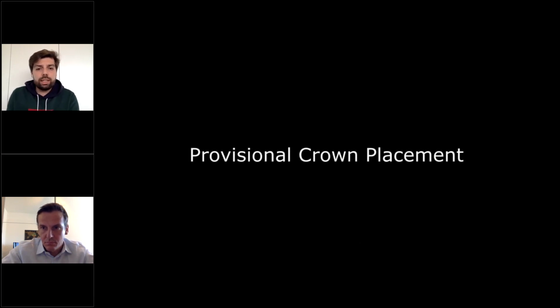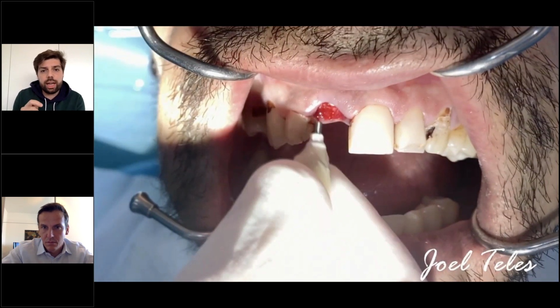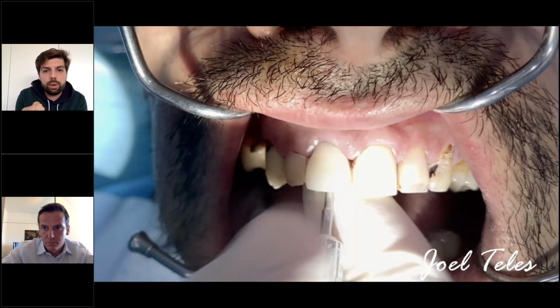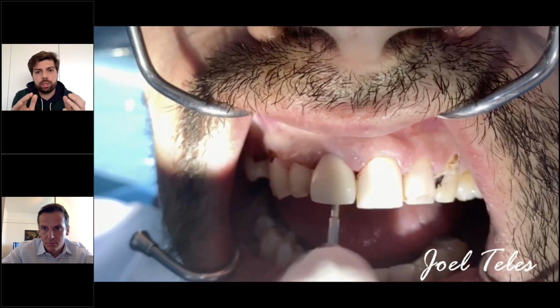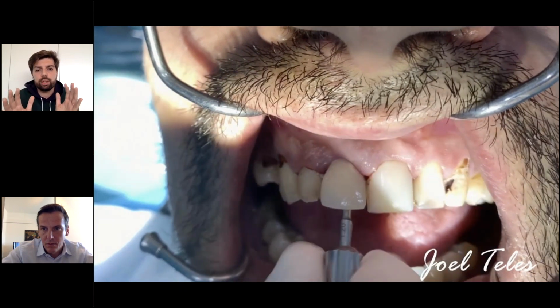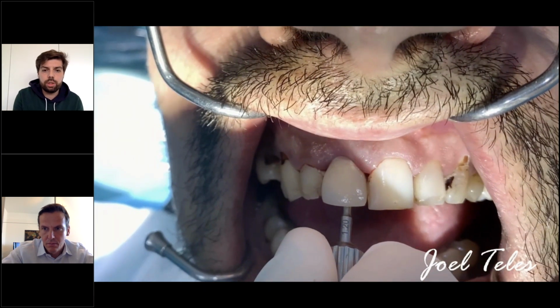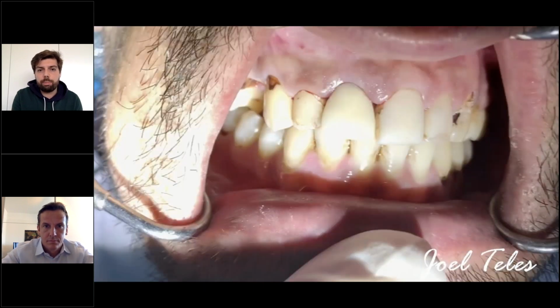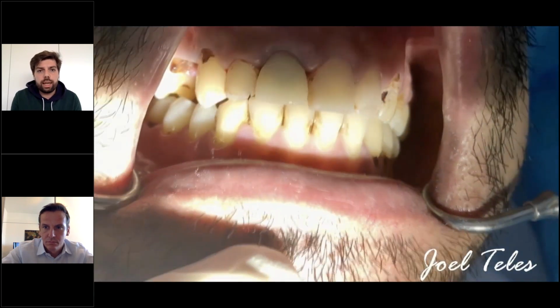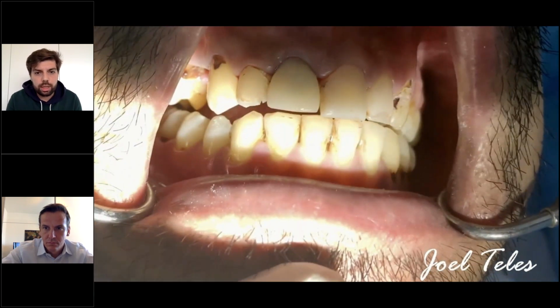Of our crown being placed. This is a try-in. The graft is not done yet. I've done the reshape of this provisional, and I am just trying it, seeing how it fits, trying to understand if it makes compression in some place or not, trying to understand if all my thoughts about the emergence profile are correct, and checking, of course, the occlusion. So I tell my patient to bite, and I check lateral movements and protrusive movements, and I have to make sure that it's not touching at any point. Okay, so this is how I try my restorations before I go on with the surgery.